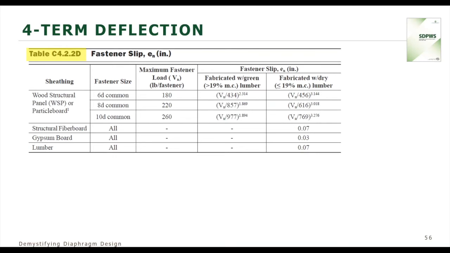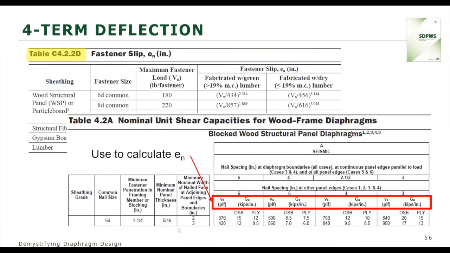That testing data is summarized in a table, which is table C4.4.2E. So if you're interested, that's in the commentary. If you wanted to crunch your own numbers and find out what you come up with using the interior panel edge nailing, it should be close to what is tested. In this example, you would go to table 4.2A for blocked wood structural panel diaphragms, and you would use the panel edge nail spacing to determine your fastener slip rather than the boundary nailing.